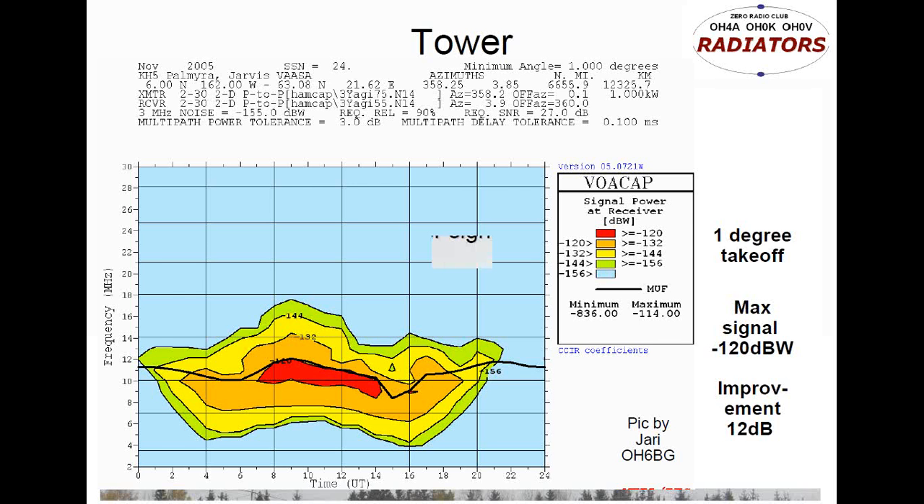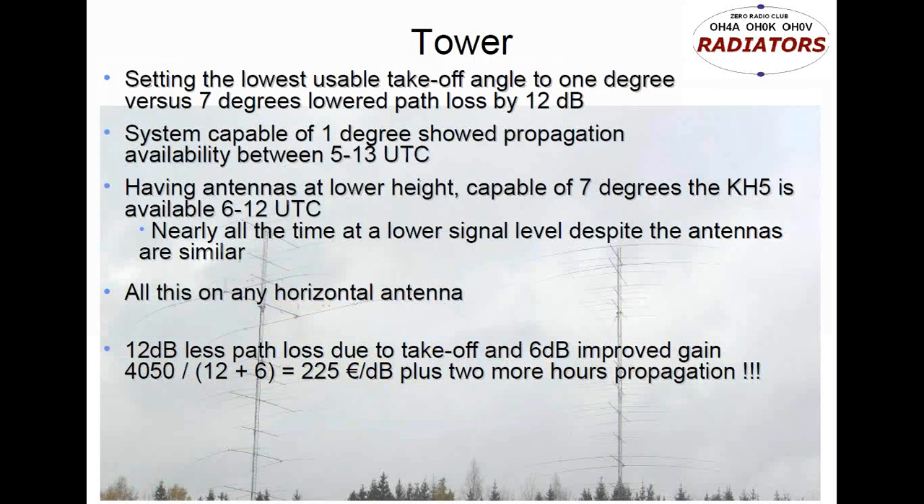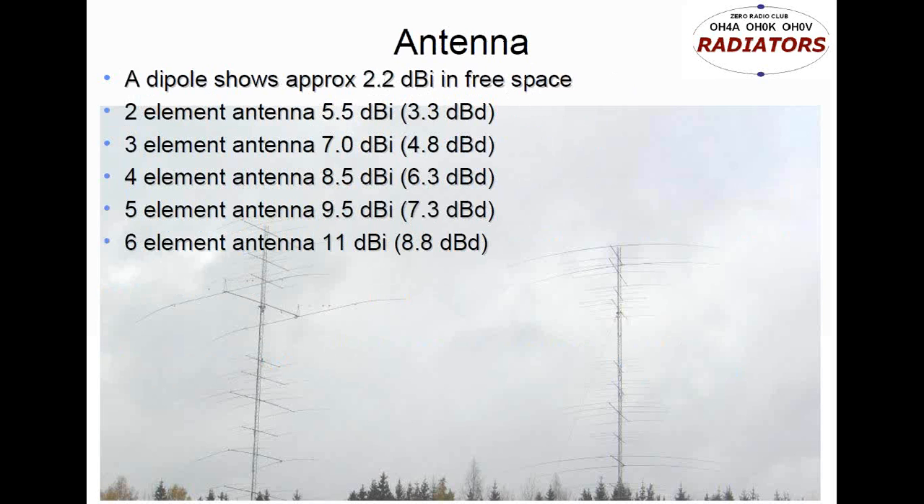So if you can access that 1 degree instead of being able to access only 7 degrees, you can lower the path loss by 12 dB. So now this figure looks much better. It's only about 220 to 230 euros a dB per this calculation, and you are going to have a longer propagation window to KH5. So you can all think about your own systems using this kind of analysis.